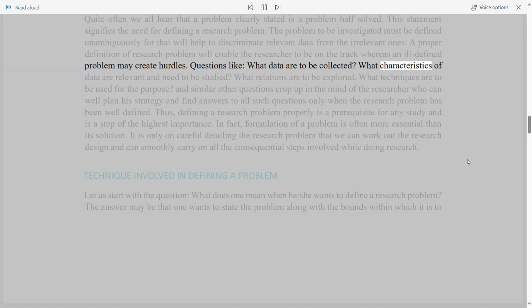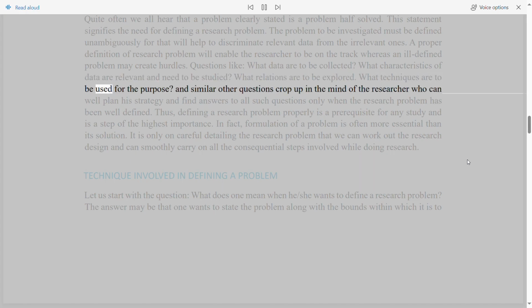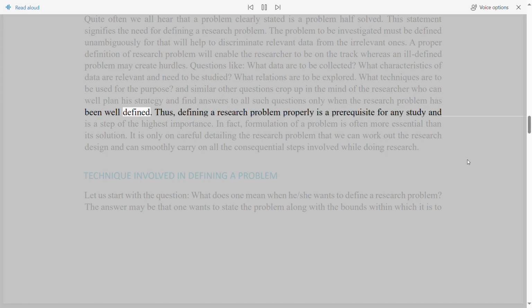What characteristics of data are relevant and need to be studied? What relations are to be explored? What techniques are to be used for the purpose? And similar other questions crop up in the mind of the researcher, who can well plan his strategy and find answers to all such questions only when the research problem has been well defined. Thus, defining a research problem properly is a prerequisite for any study and is a step of the highest importance.